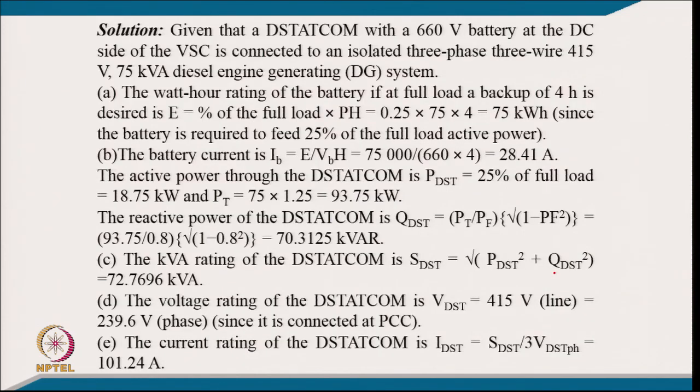varying. So, coming to the solution for this question, given that the STATCOM with the 660 volt battery at the DC side of the VSC is connected to an isolated 3-phase 3-wire 415 volt, 75 kVA diesel generating set, the ampere-hour rating of the battery at full load with backup of 4 hours is equal to percentage of full load into kVA into hours. So, it is 0.25 into 75 into 4, which comes to 75 kVA, since the battery is required to feed 25% of the full load of active power, and the battery current will be E upon V into H.